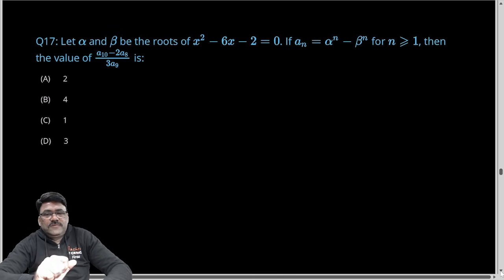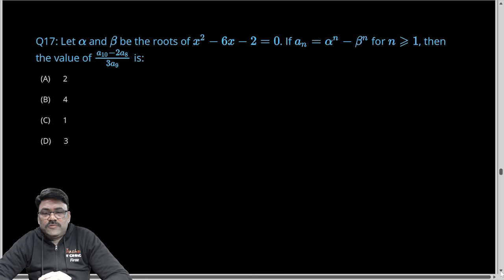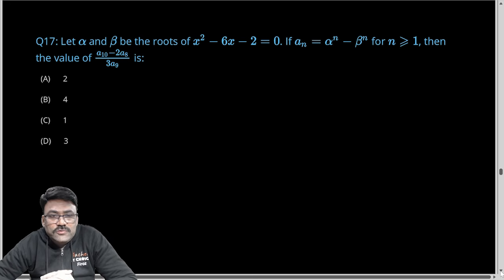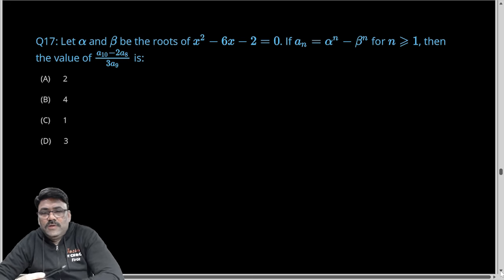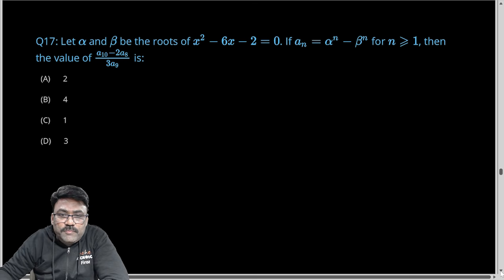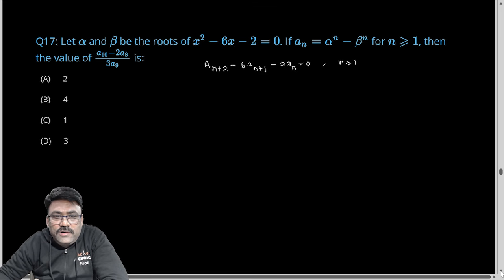See this question, based on the quadratic and Newton's formula. x square minus 6x minus 2 equals 0. a_n is alpha raised to n minus beta raised to n. What will be (a10 minus 2a8) divided by 3a9? If I write Newton's formula for this a_n, then a_(n+2) minus 6 times a_(n+1) minus 2a_n will be 0, and this is true for all n greater than or equal to 1. But I need 10, 8, 9.